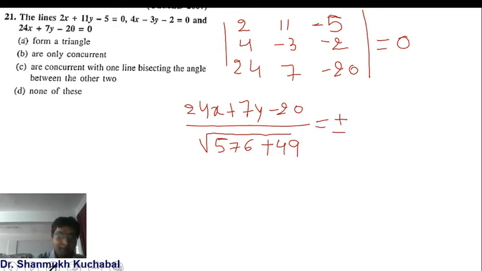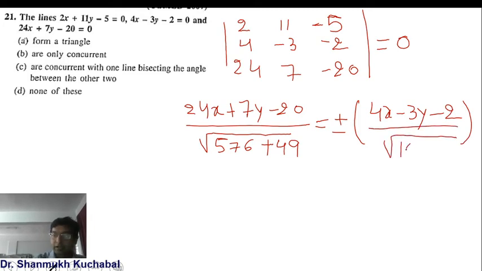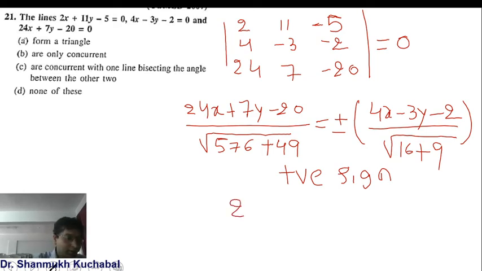So the second line is (4x minus 3y minus 2) whole divided by the square root of 4 squared, which is 16, plus the y coefficient 3 squared, which is 9. Okay, and so we will take the positive sign only, and taking the positive sign and simplifying, we get the equation 2x plus 11y minus 5 equal to 0.